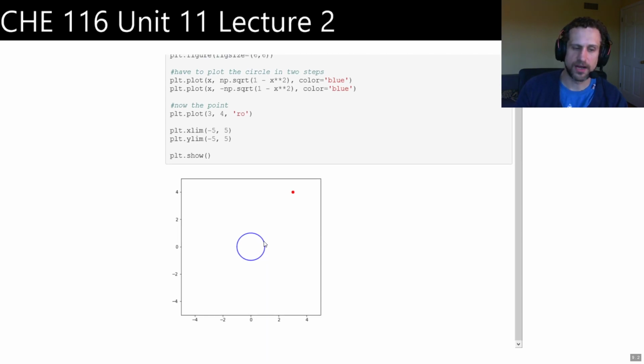Okay, so I have a constraint. I have to be on the circle, and I have a minimization. I want to minimize the distance between this red dot and my point xy. So I have two variables, x and y. They're constrained to be on the circle, and I want to find those x and y's that minimize the distance to the red point.